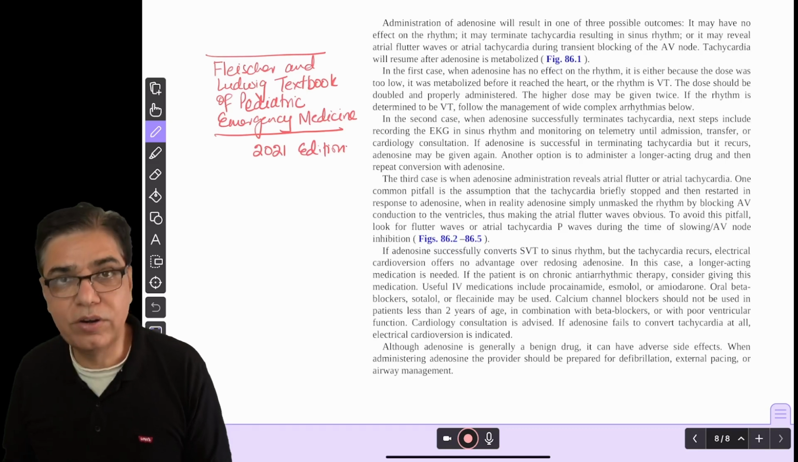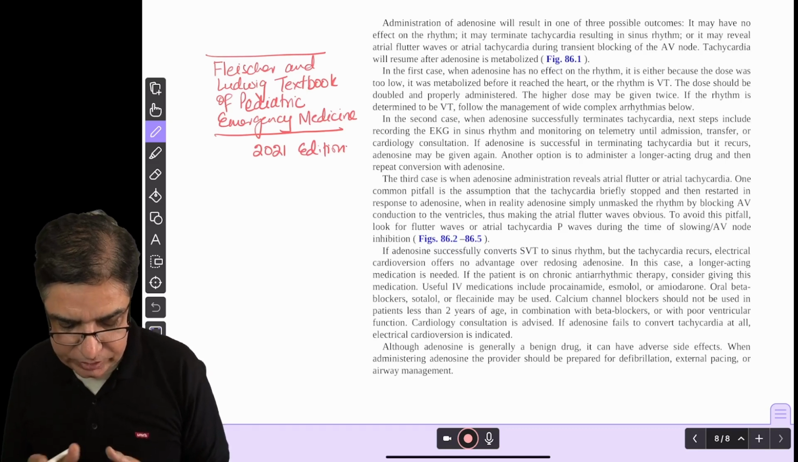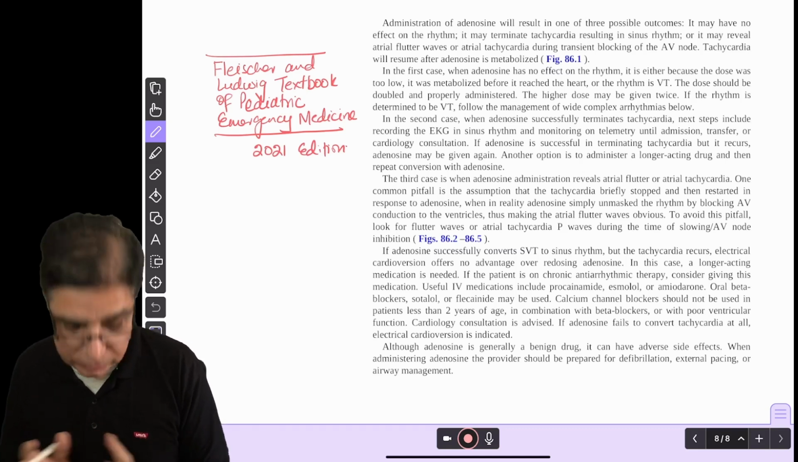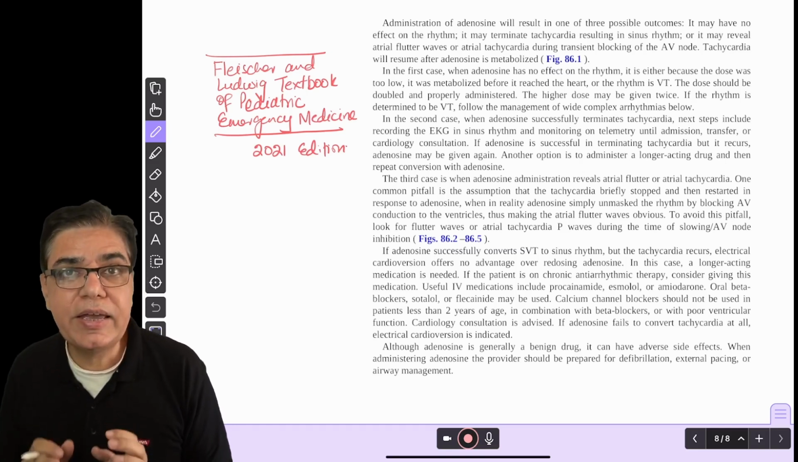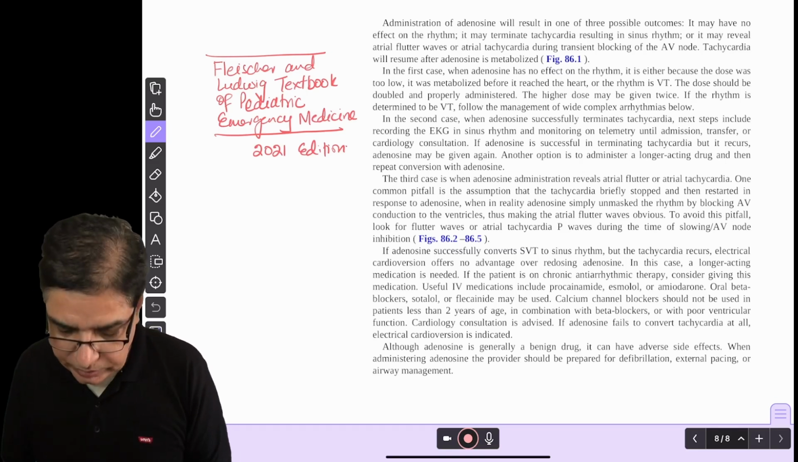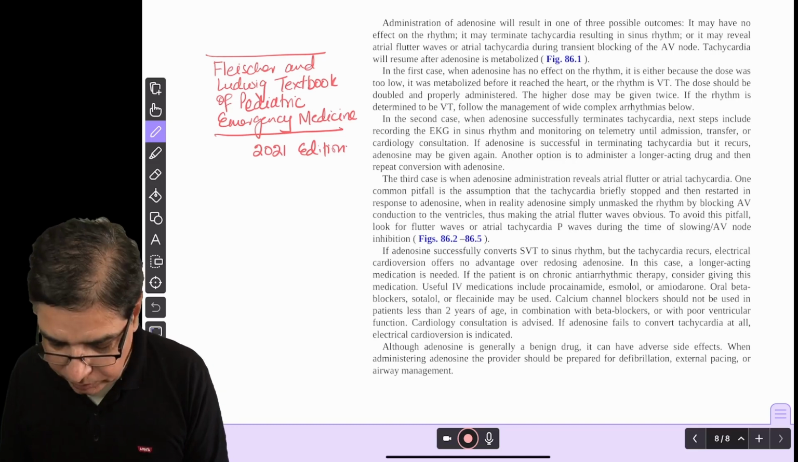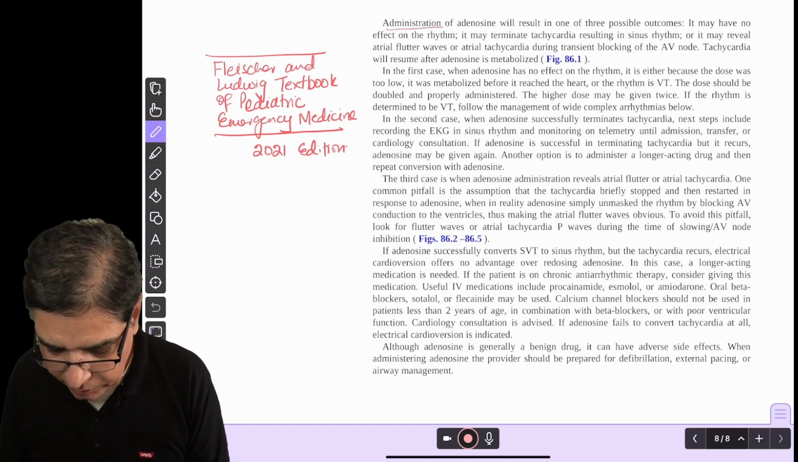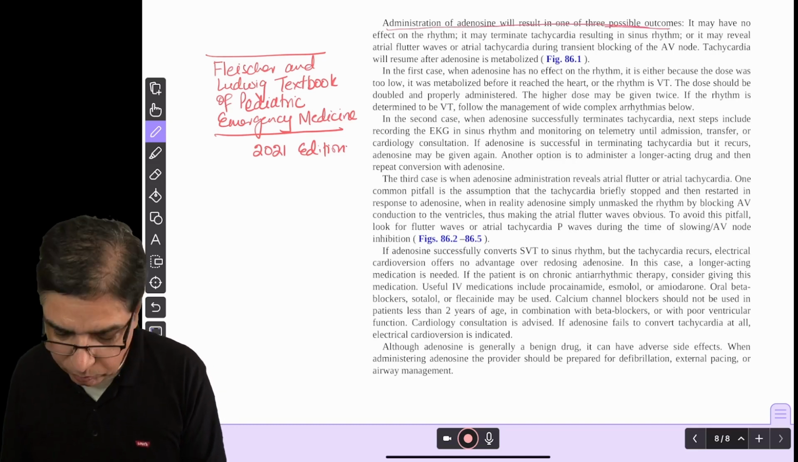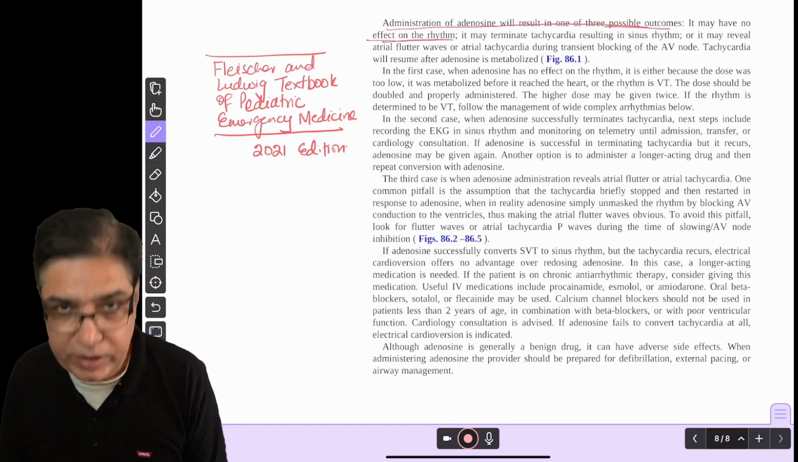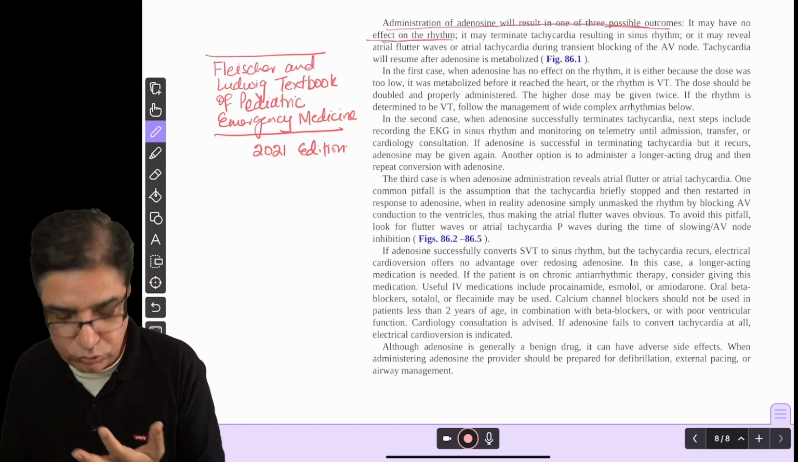Now, coming to the third reference, the Fleischer and Ludwig Textbook of Pediatric Emergency Medicine, the 2021 edition. It says that if you give adenosine, it can result in one of three outcomes. Number one, it doesn't work at all. You give the first dose, it doesn't work.